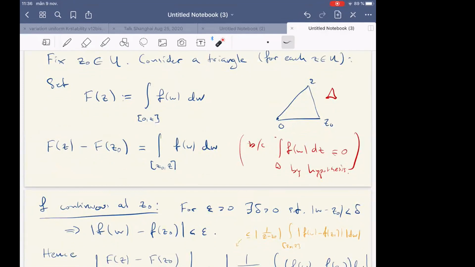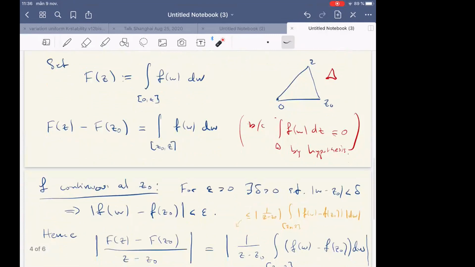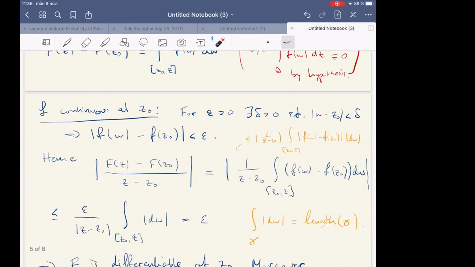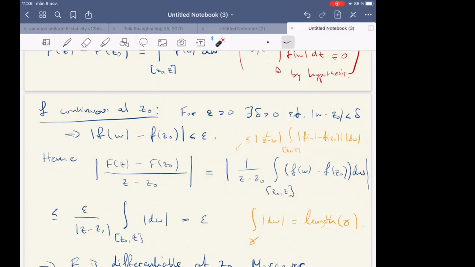Not this one, down, that last line now. Hence, the absolute value of F of z minus F of z naught. Why is this equal to this integral? Okay, so we want to know this equality here. Yeah. Okay, this is the question. Yeah, I don't know why we have minus F.